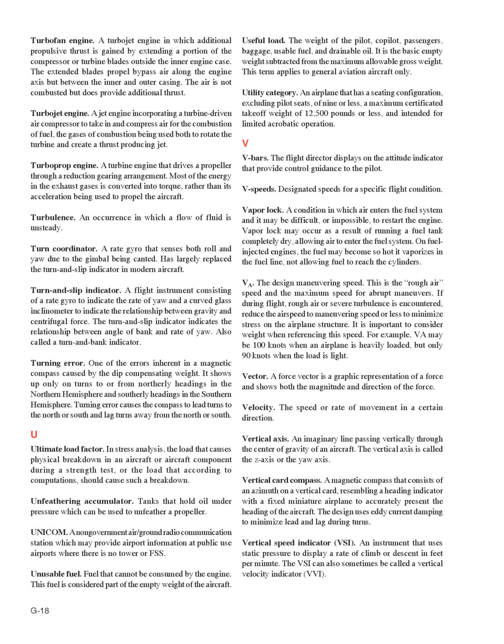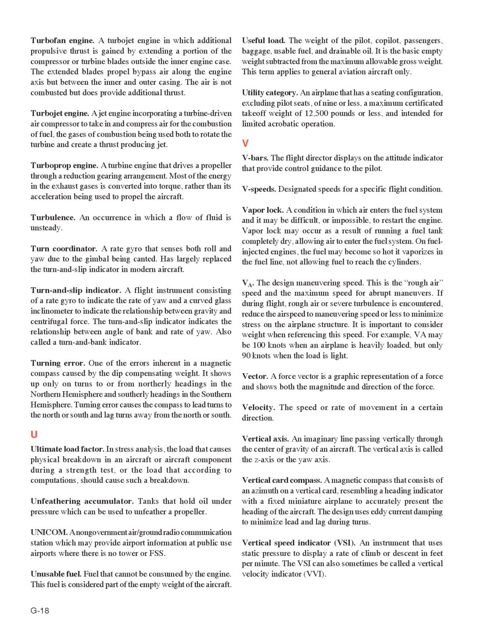VA, the design maneuvering speed. This is the rough air speed and the maximum speed for abrupt maneuvers. If during flight, rough air or severe turbulence is encountered, reduce the airspeed to maneuvering speed or less to minimize stress on the airplane structure. It is important to consider weight when referencing this speed. For example, VA may be 100 knots when an airplane is heavily loaded, but only 90 knots when the load is light.